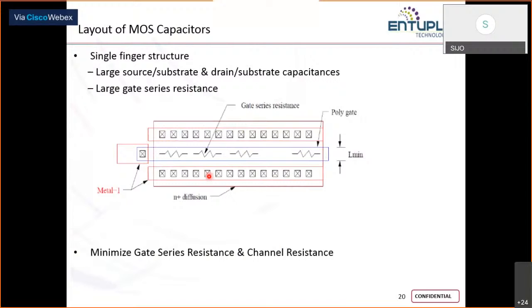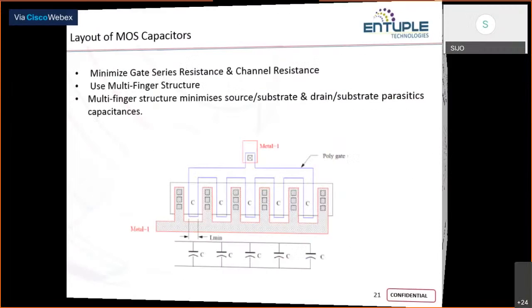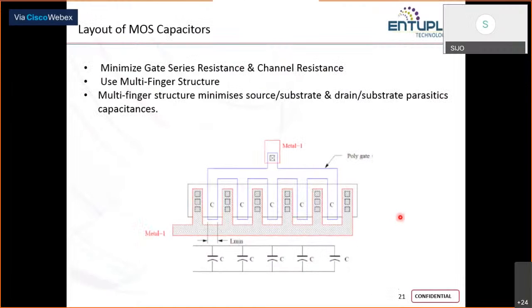So if you move to the next slide, you can see the layout of a MOS capacitor. As I said, the same thing: minimize the gate series resistance and channel resistance. So what can be done to minimize those things? That is what I have shown here.